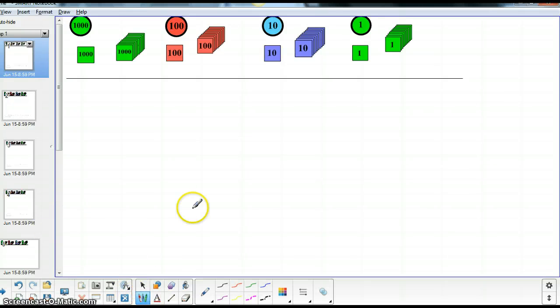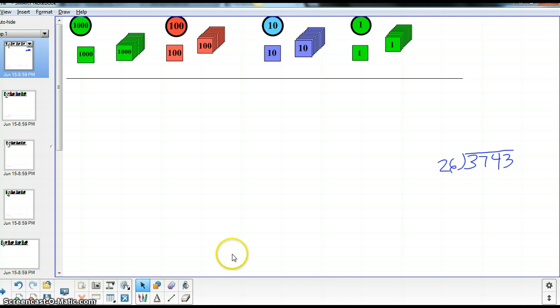Okay, we are going to use the stamp game to demonstrate how to divide a large problem, 3,743 divided by 26. If we think of this as a partition division problem, we want 26 sets, and we want to find out how many we can put in each of those sets equally from 3,743. So first, we're going to create our sets. We have two 20s and six ones.